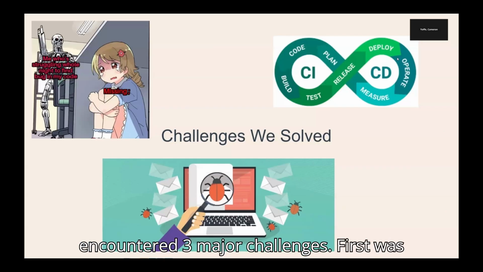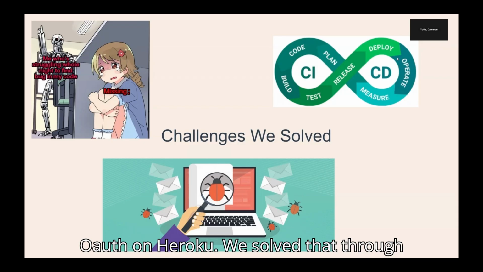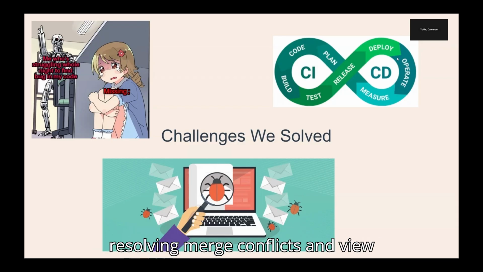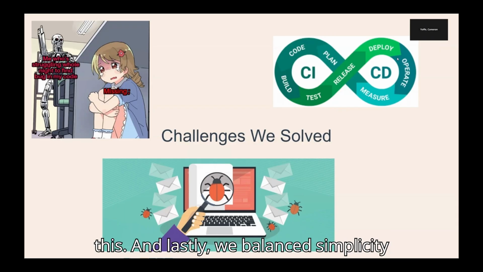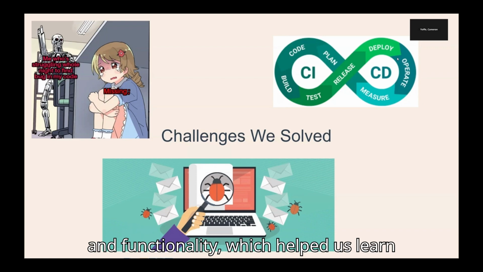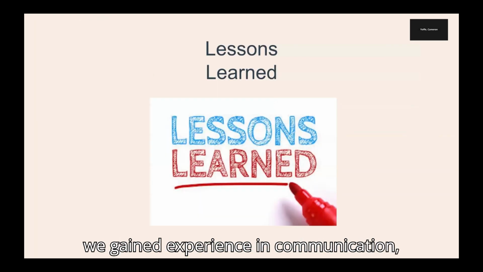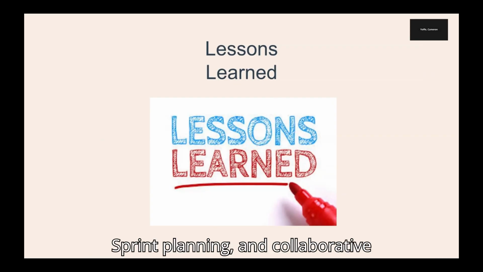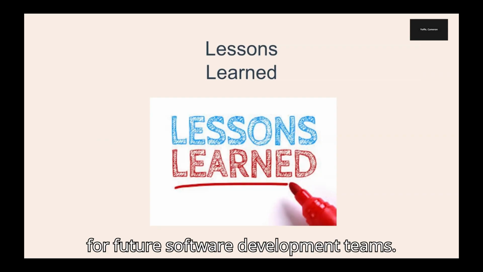We encountered three major challenges. First was managing our environment variables for OAuth on Heroku. We solved that through encrypted environment variables. Number two was resolving merge conflicts in view templates. We established naming conventions to help prevent overlap on this. And lastly, we balanced simplicity and functionality, which helped us learn to remove unnecessary features to maintain focus. Beyond technical skills, we gained experience in communication, sprint planning, and collaborative testing. These are all real-world skills for future software development teams.